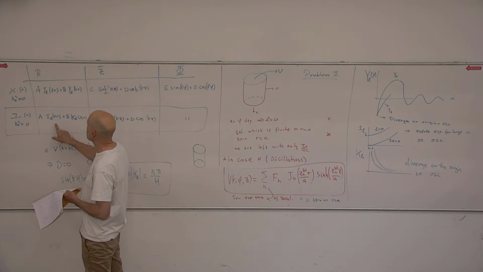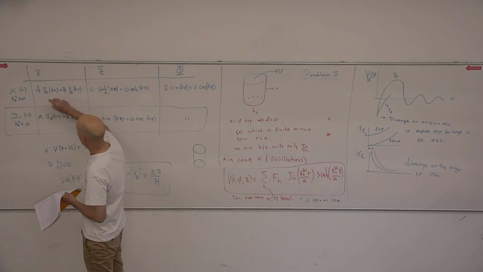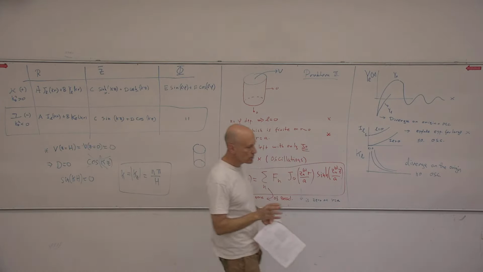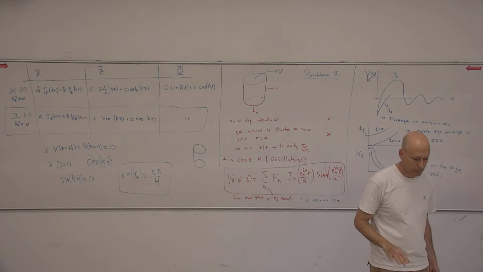So this I is related to the complex value of KR, so they are linear combinations. So in short, it's not exactly the same, but similar.